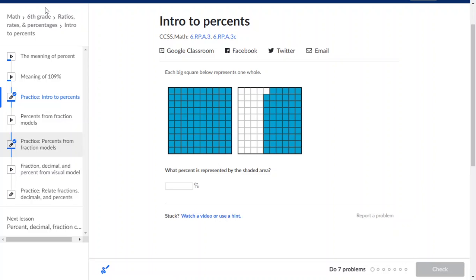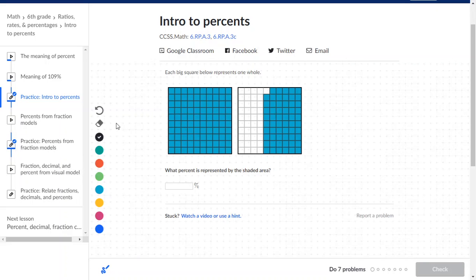Okay, let's do a couple practice problems here. So we're going to start out here with each big square represents one whole, and I want you to notice something. We've got 1, 2, 3, 4, 5, 6, 7, 8, 9, 10 across, and 1, 2, 3, 4, 5, 6, 7, 8, 9, 10 down. So this is 10 by 10. This is a square that's split into 100 smaller squares. So our work is actually done for us as far as converting the fractions, because this is already out of 100. So this left square here is 100%.